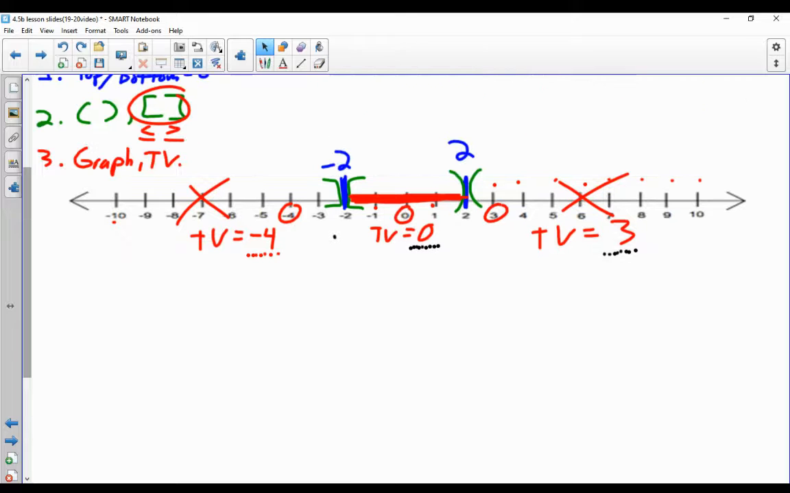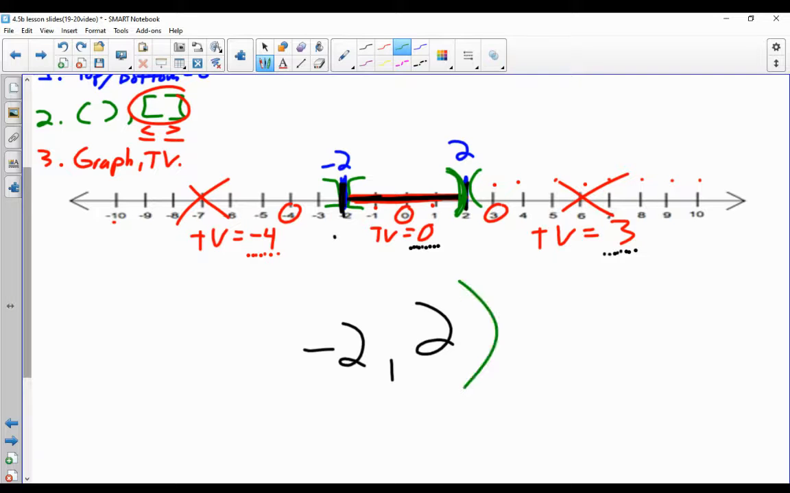So it looks like we only have one interval that passed. Everything in between -2 and 2. So -2 and 2 is our interval. And let's see what brackets we need. 2 has an open bracket. -2 has a closed bracket.